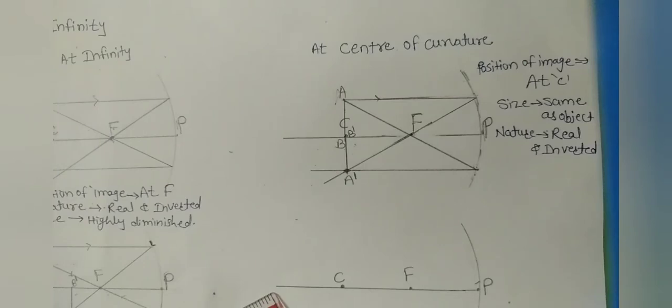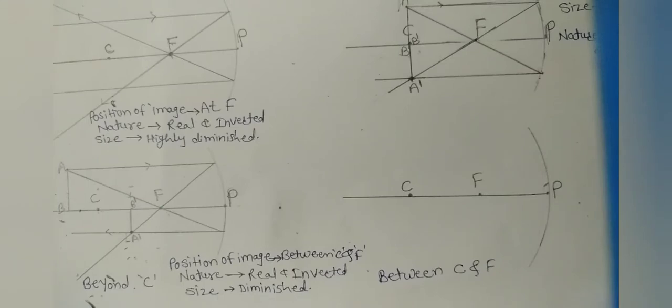So when object is placed at center of curvature in front of concave mirror, we obtain its image at center of curvature only and the size of image is same as that of object, nature is real and inverted. Now next case is when object is placed between center of curvature and focus.